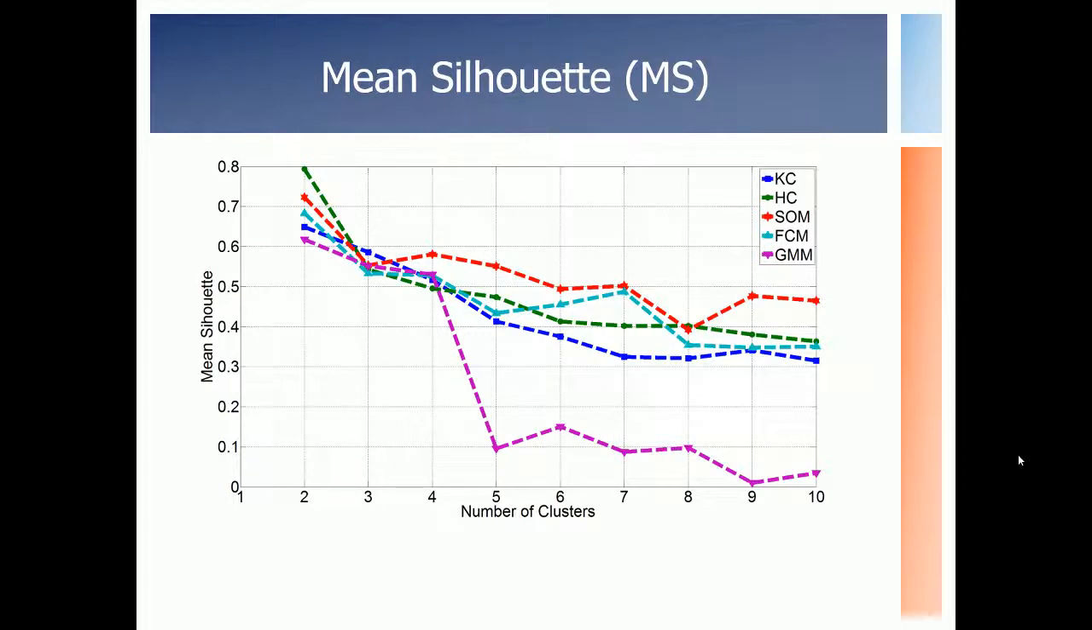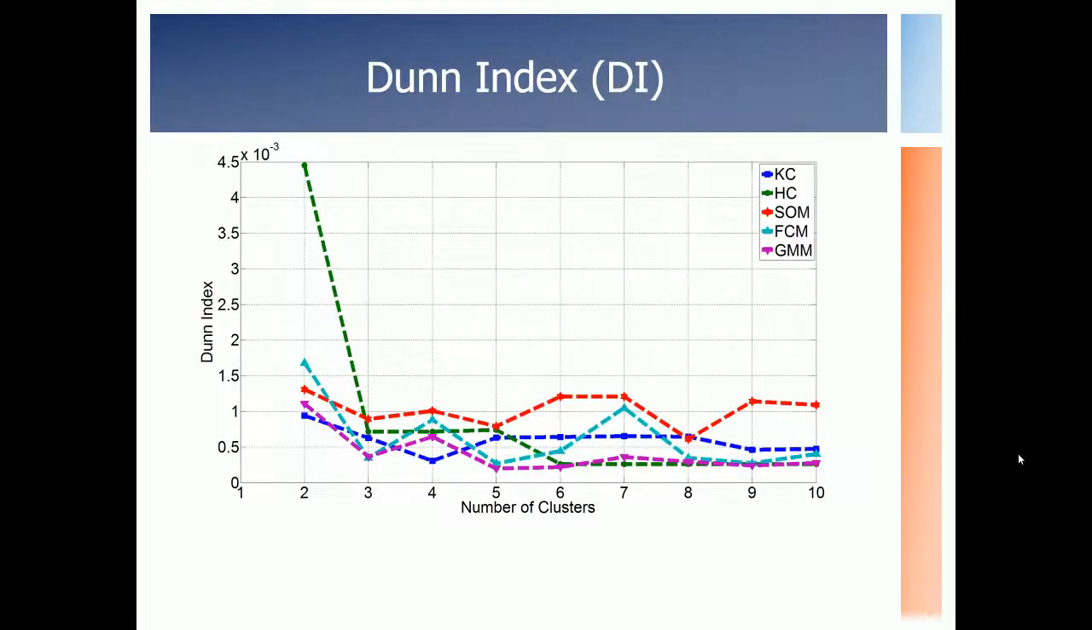Now, how does one determine the correct number of clusters existing in the data? Let's take a look at internal validity indices. MS, the mean silhouette, represents how well each data point lies within its cluster. High values indicate well-matched situations, ranging from -1 to +1. DI, the Dunn index, measures separation and compactness, the minimum and maximum distance between and inside data clusters. Higher values indicate better clustering.